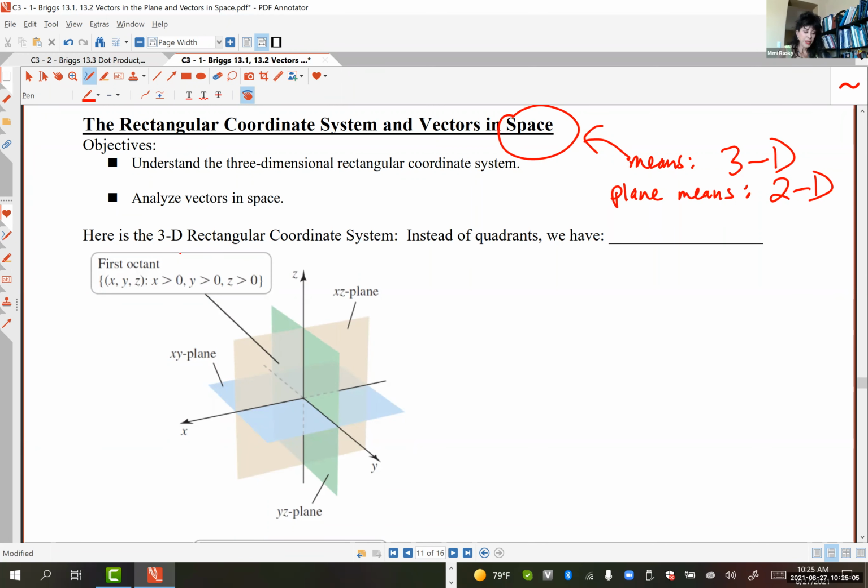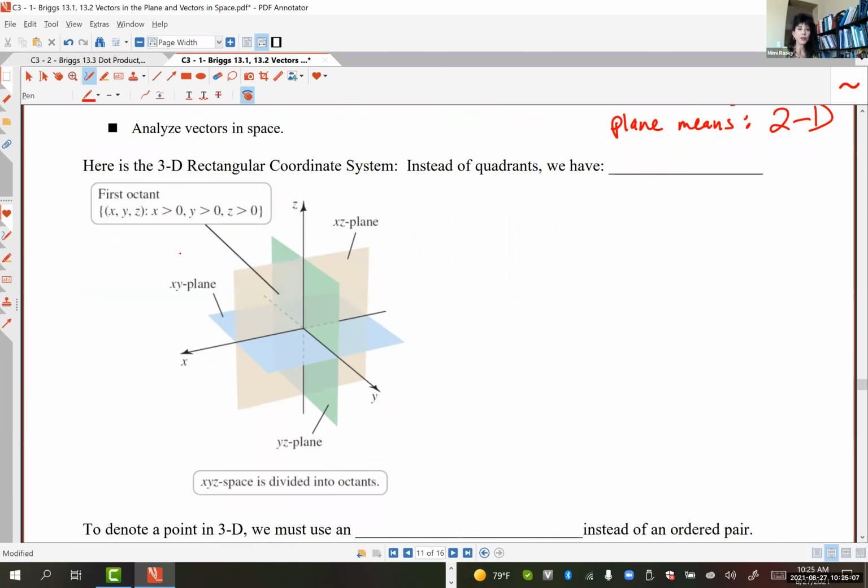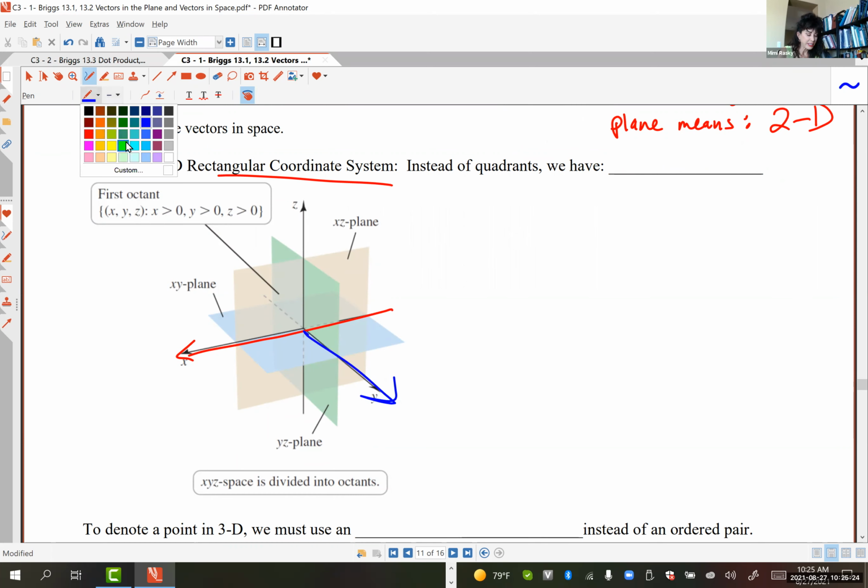So let's take a look at a picture of a 3D rectangular coordinate system right here. You'll notice that you've got an x-axis pointed kind of to the left somewhat. You've got this y-axis pointed here to the right. It looks like it's kind of coming off the page. And the z-axis is pointed vertically up.